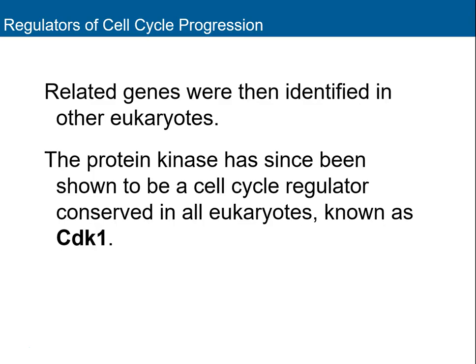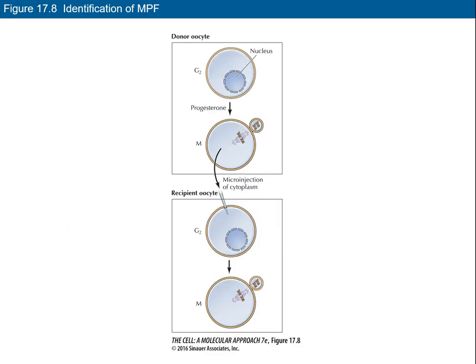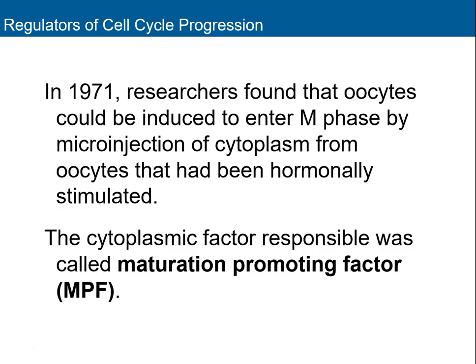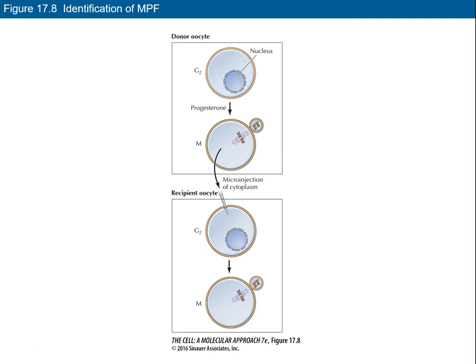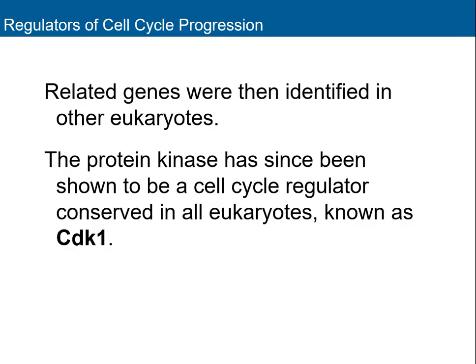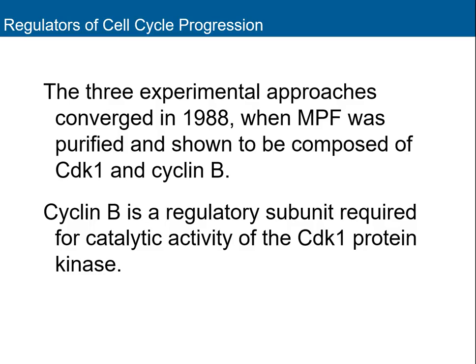Now we go back to here. There's this factor that existed in the cytoplasm that can induce these cells to move into M phase. In 1971, we didn't know what it was; we just knew it was some factor that did that. Well, now when you purified that MPF and studied what it's made up of, it's actually composed of CDK1 and cyclin B. Again, a cyclin.